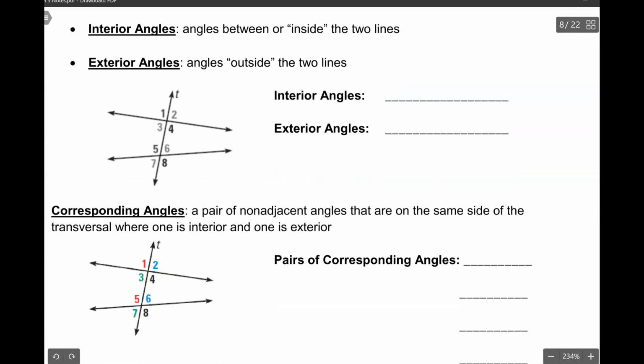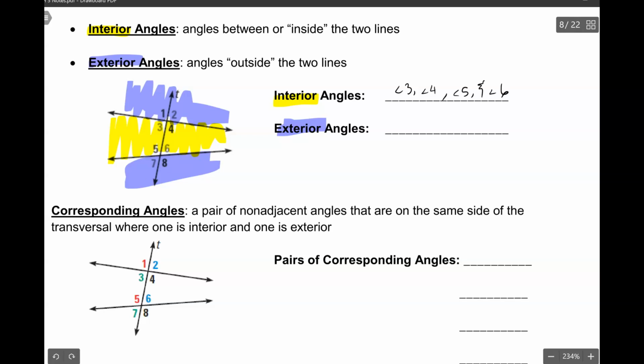So interior angles are angles that are inside the two lines, and exterior angles are outside the lines. So these are going to be my interior, and then this is going to be my exterior. Exterior is on the outside. So let's do the interior first. The interior angles are going to be angle 3, angle 4, angle 5, and angle 6, versus the exterior angles, angle 1, angle 2, angle 7, and angle 8.